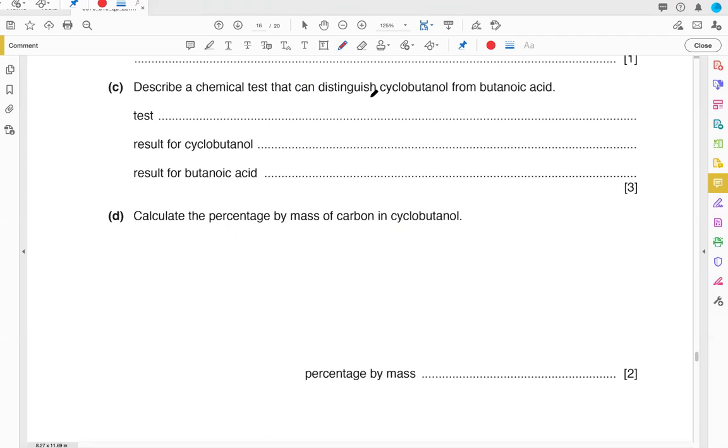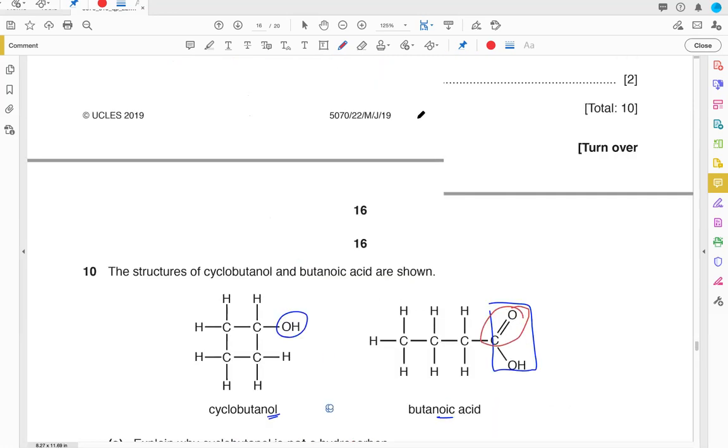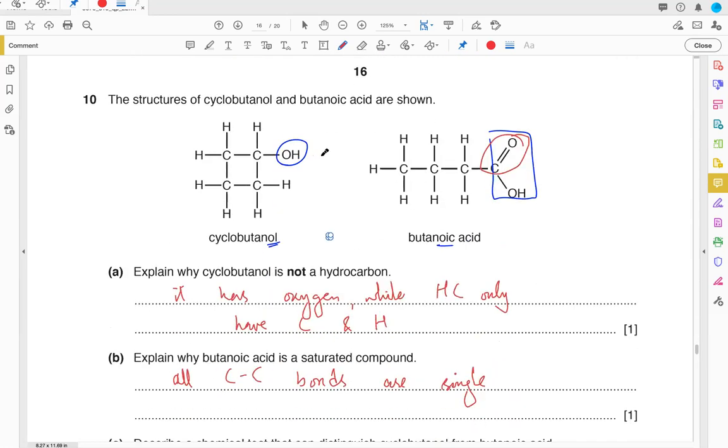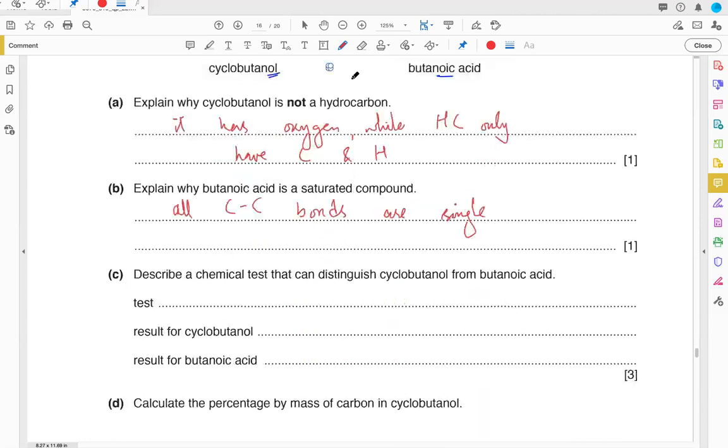Describe a chemical test that can distinguish cyclobutanol from butanoic acid. Interesting. What are we doing here? We are trying to distinguish between alcohol and acid. This is a very interesting question because I haven't seen this question in the last year. What they're actually trying to determine is, what can you do to distinguish an alcohol from an acid? So it's pretty simple. What can we do?